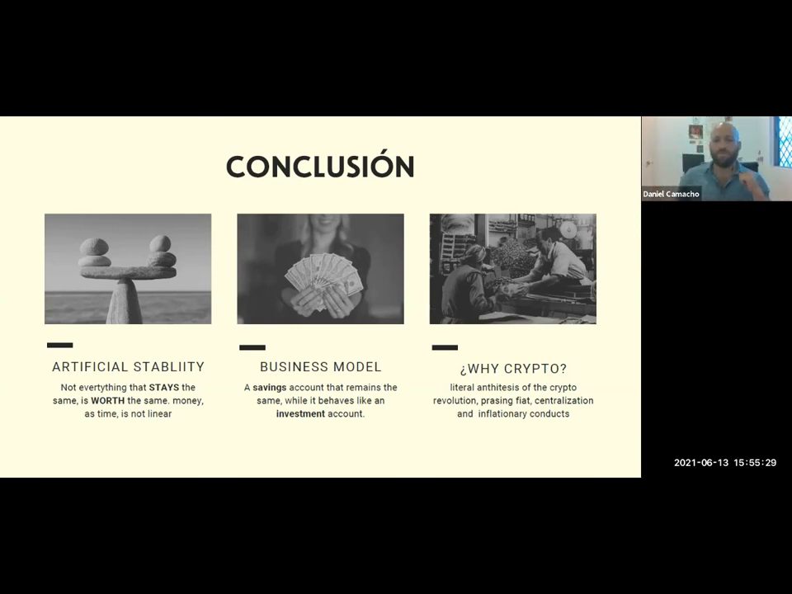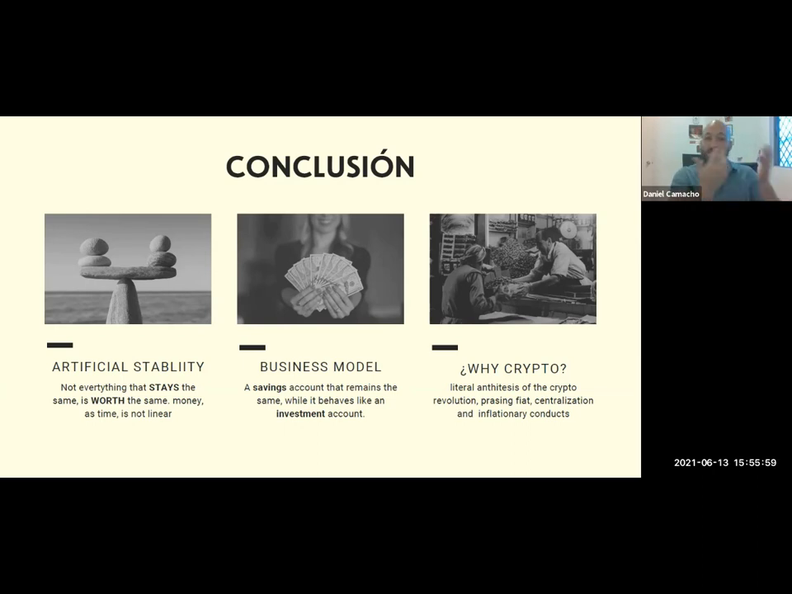Why crypto? I mean, think about it. Everything that I have been talking about is literally the antithesis of the crypto revolution. Okay, we are praising fiat. We are bringing fiat back. Remember that cryptocurrencies came to life through the work of the cypherpunks because they only wanted another option that wasn't money. And now we are basing these solutions on money again.